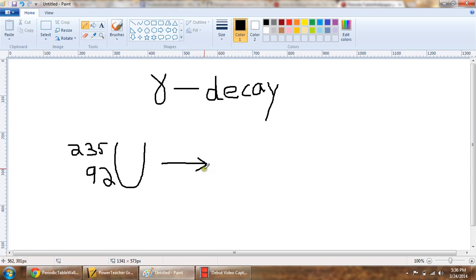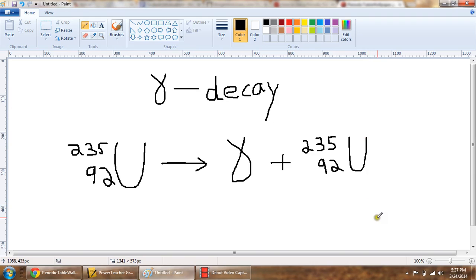Gamma is a form of light. So uranium-235 undergoes gamma decay. We put the gamma symbol. Gamma light has no mass, no charge, so nothing has changed. We actually still have uranium-235 as a result. What has happened to our nucleus is it is not as energetic as it was before, but it could very well absorb another gamma ray and become more energetic in the future.